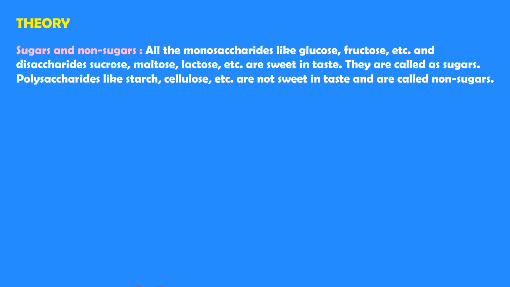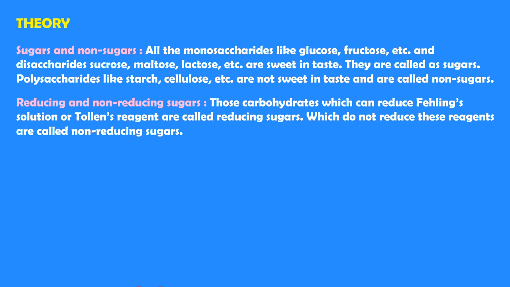Polysaccharides like starch, cellulose, etc., are not sweet in taste and are called non-sugars. Reducing and non-reducing sugars: those carbohydrates which can reduce Fehling's solution or Tollens' reagent are called reducing sugars. Those which do not reduce these reagents are called non-reducing sugars.